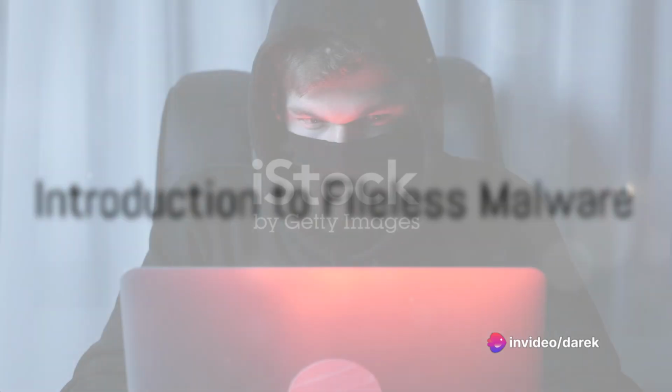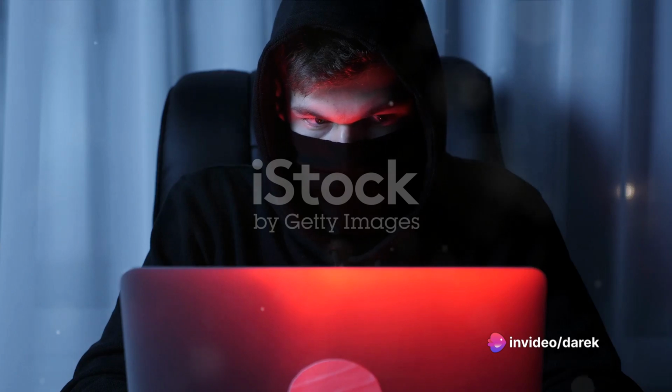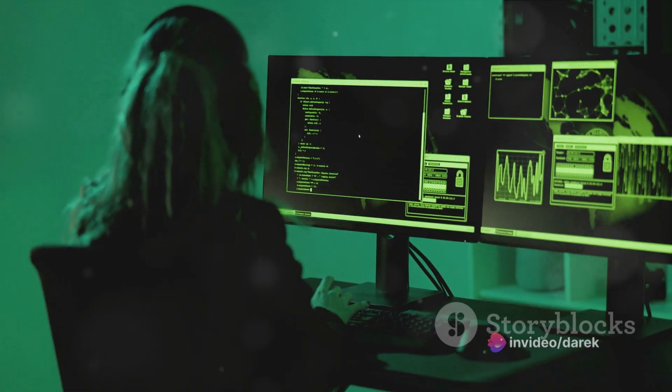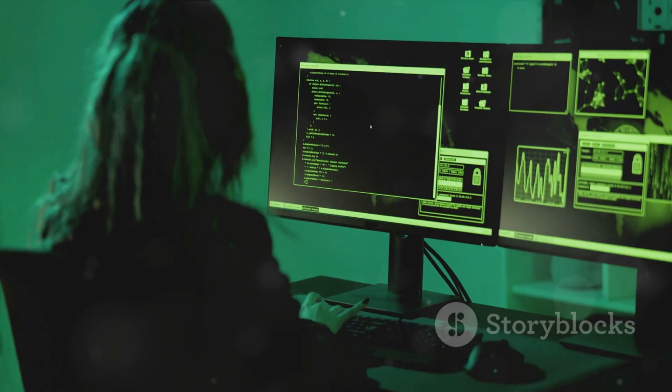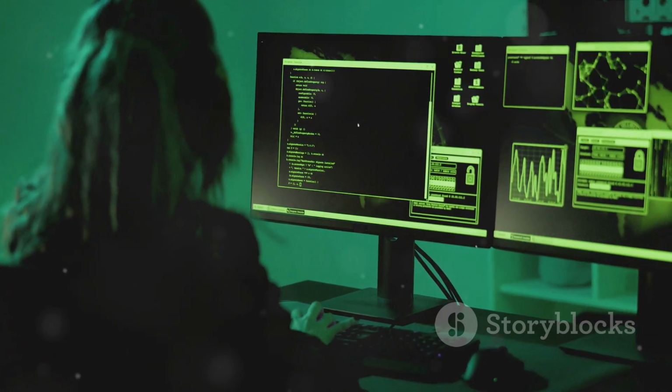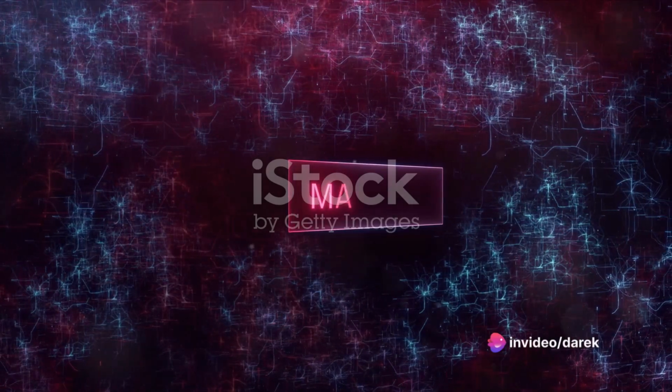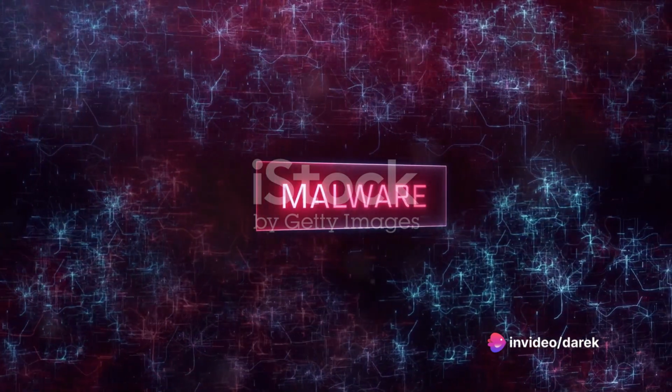Have you ever wondered how fileless malware can sneak past your defenses without leaving a trace? It's a question that's been on the minds of cybersecurity experts and enthusiasts alike as we see a rise in this elusive form of cyber threat. Now, you might be asking, what exactly is fileless malware?